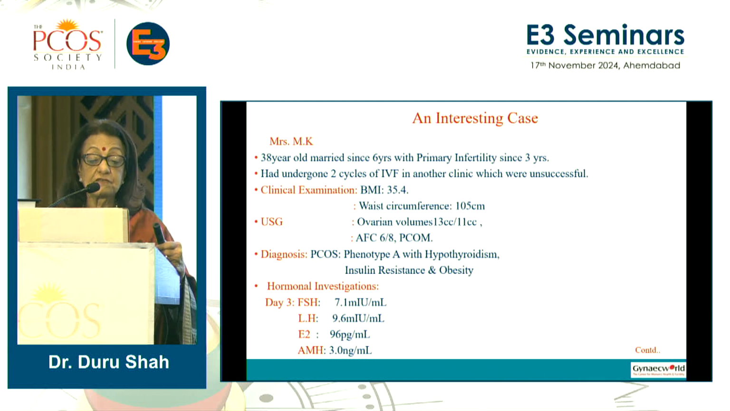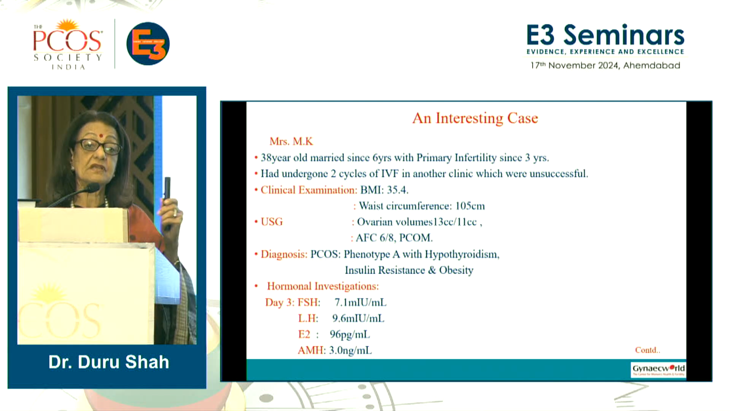She had an AFC of only 6 and 8, which was not really like a polycystic ovarian morphology, but because she had a high ovarian volume, we labeled her as a PCOS. But as we know, as a PCOS woman grows older, the number of follicles go on reducing. They may be higher than what it would be at that same age in a non-PCO patient, but definitely the quality of the eggs reduces by the age of 38 to 40.